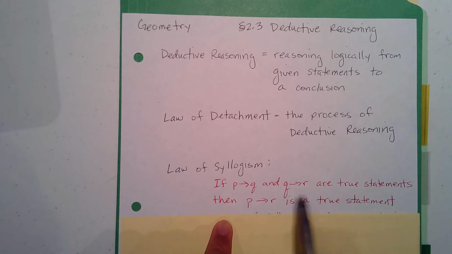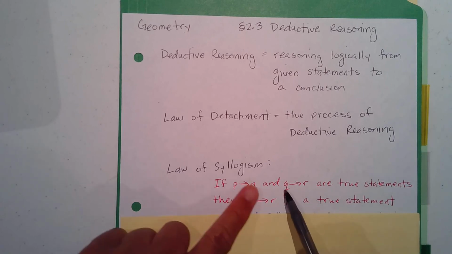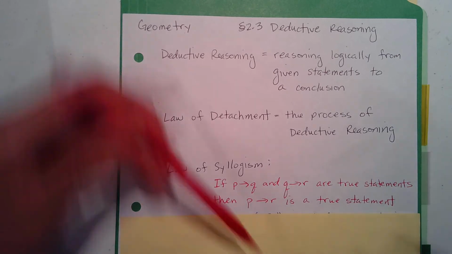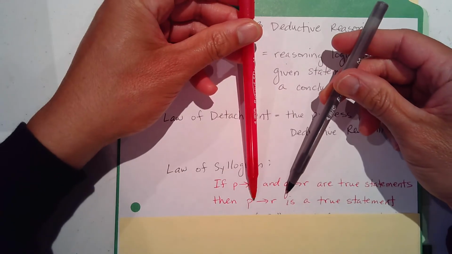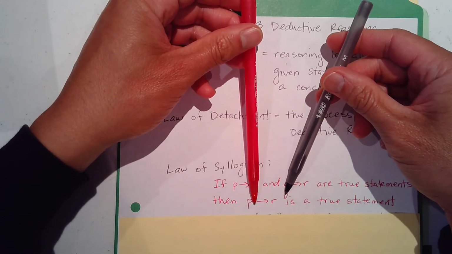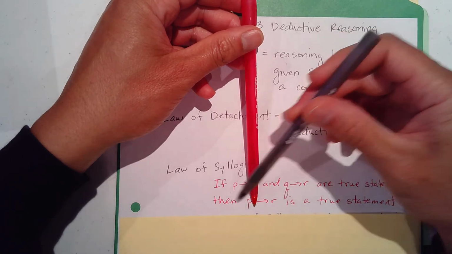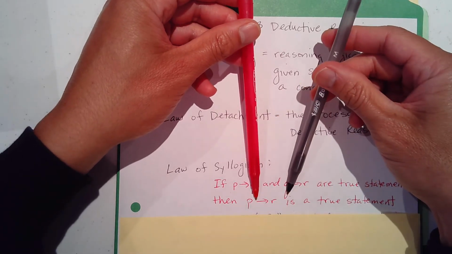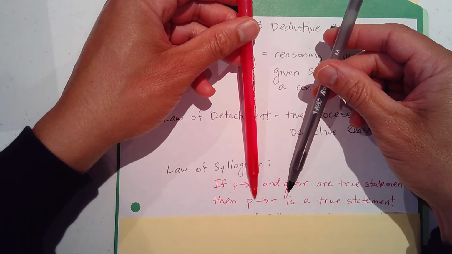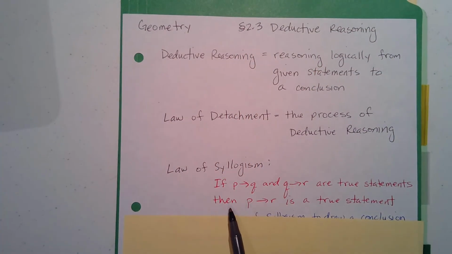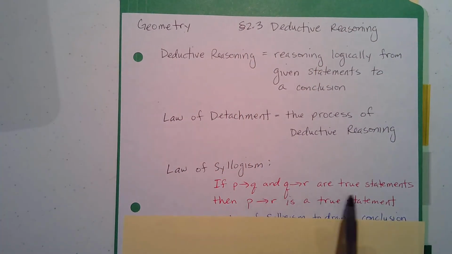Again, if they're true statements, they're going to take the Q out, and now you have P then R, and that's the result. So again, if P then Q and Q then R are true statements, then we could assume that if P then R is a true statement.